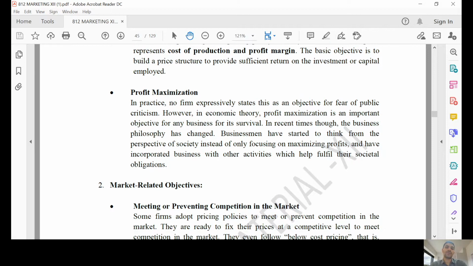The next objective of pricing is profit maximization. No company will expressly say that our main aim is profit maximization, but ultimately the main objective of every business organization is to make profit. So if you are keeping the price very low, profit also will be affected.